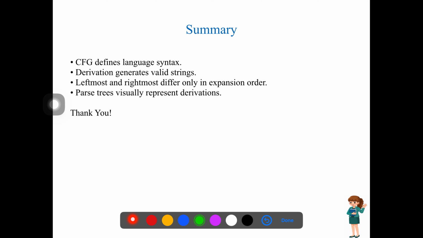Summary: context-free grammar defines the language syntax. Derivation generates the valid string. Leftmost and rightmost differ only in expansion order. Parse trees usually represent the derivation.